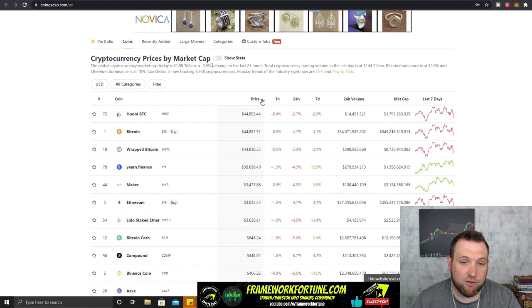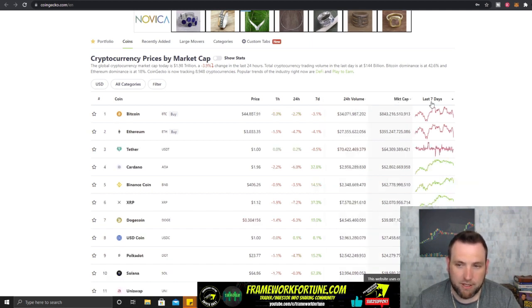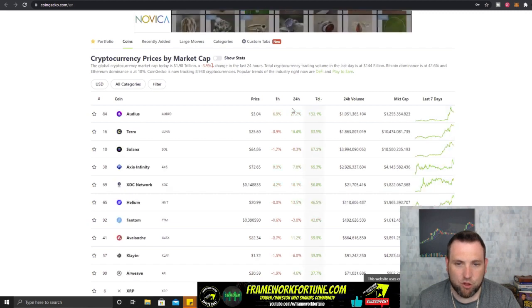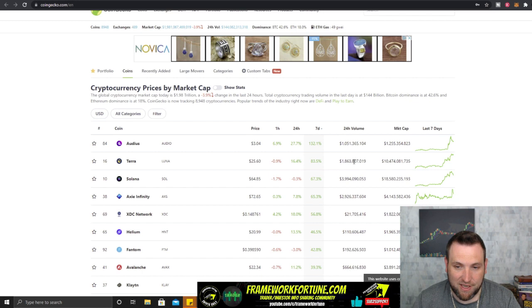Now, that's not all. If you click on this, you can sort by whatever you want to sort these by. So if you want to sort by 24-hour volume, you can, to see where the highest volume is instead of having to scroll through them all. You can also sort it by the market cap, and you can sort it by the charts and sort it by the 7-day percent gain. We can see Audius is up 132%, so interesting altcoin there. And then of course Terra Luna, if you've been following me, we know that bad boy is up 83%. Nice volume, almost 2 billion in volume the past 24 hours.